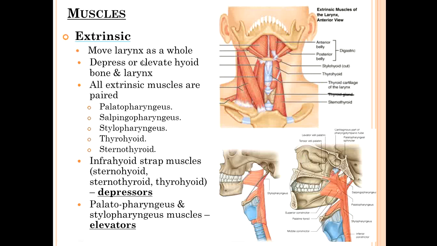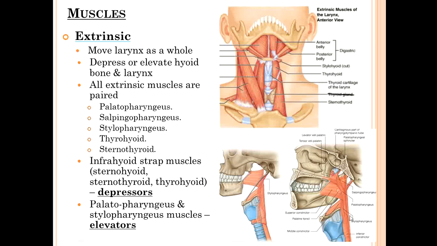Then what are the muscles? There are extrinsic muscles, which move the larynx as a whole. That means they take origin from somewhere else and insert into the larynx, so they will either depress or elevate the larynx. All extrinsic muscles are paired, because they are active on both sides. What can they be? It can be palatopharyngeus, meaning from palate to pharynx.